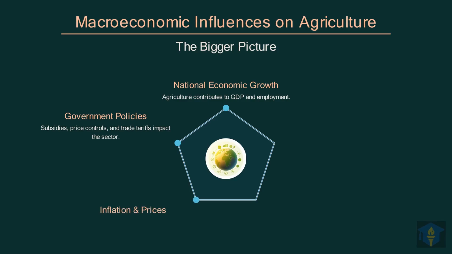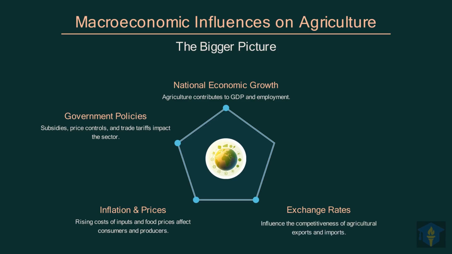Inflation and price movements affect both producers and consumers. Rising costs of inputs and food prices impact everyone in the supply chain. Exchange rates influence international trade in agricultural products. Currency values affect how competitive agricultural exports and imports become. Economic cycles create fluctuations in agricultural demand patterns. Demand for farm products changes during recessions and periods of economic growth.